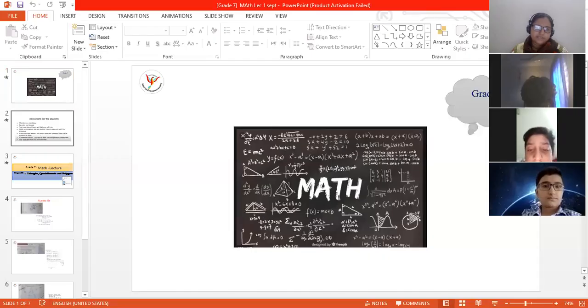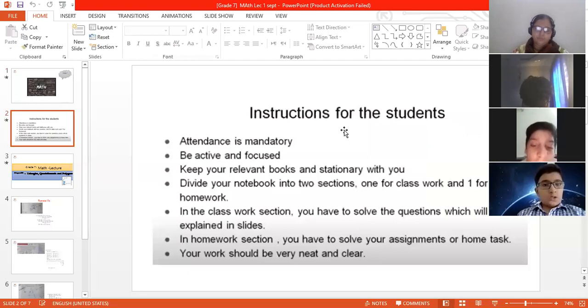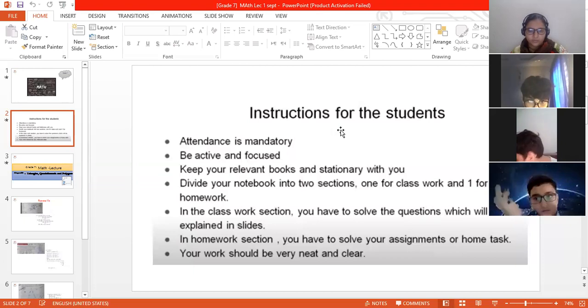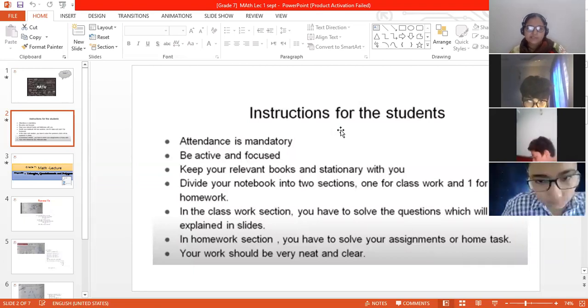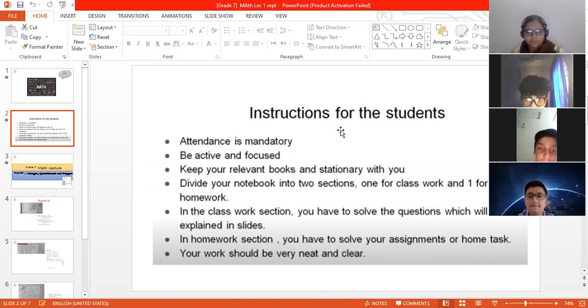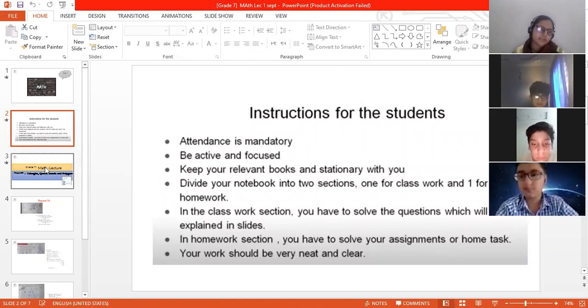You all know that there are some instructions for you which you have to follow. Your attendance is mandatory. You have to be active and focused. Keep your relevant books and stationery with you. Divide your notebook into two sections, one for classwork and one for homework. In the classwork section, you have to solve the questions which will be explained in slides. And in the homework section, you have to solve your assignments or home tasks. Your work should be very neat and clear.